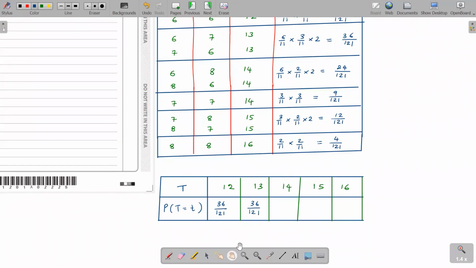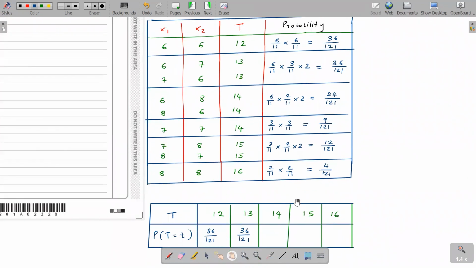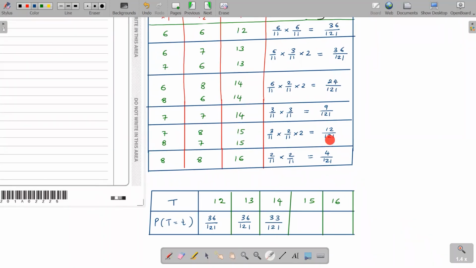For 14, I think you can see here we got the 2 paths here, but there's another path, 7, 7 also. Basically, 24 over 121 plus 9 over 121, which is how much? 24 plus 9 is 33 over 121. Okay, 15. 15 is how much? The 2 paths. I have taken both the paths together because I have multiplied by 2. So it's 12 over 121. 16 is 4 over 121.